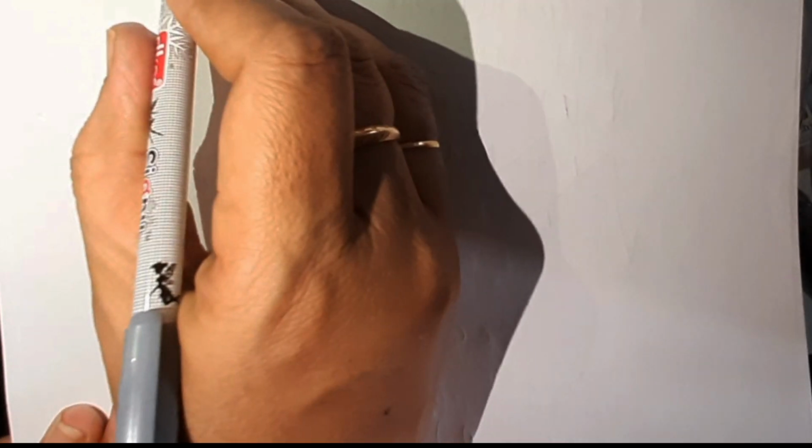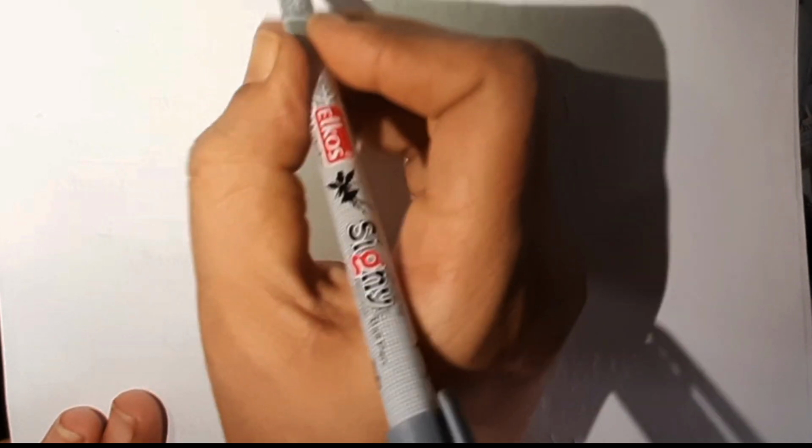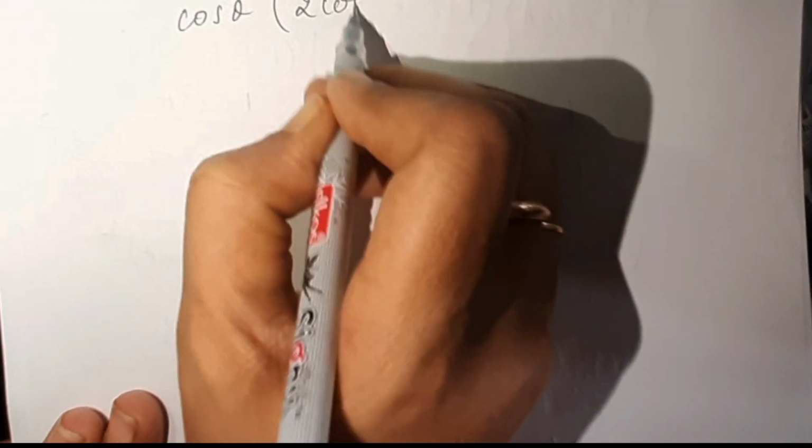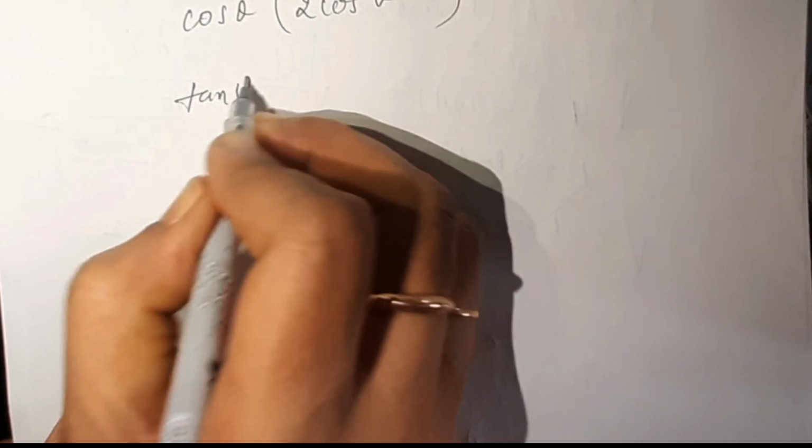Now here is the next question: (sin theta minus 2 sin cube theta) upon (2 cos cube theta minus cos theta). We can take sin common. Taking sin theta common, it is 1 minus 2 sin square theta upon, in the same way taking cos theta common, 2 cos square theta minus 1. Now sin upon cos is tan, so replace this with tan theta.